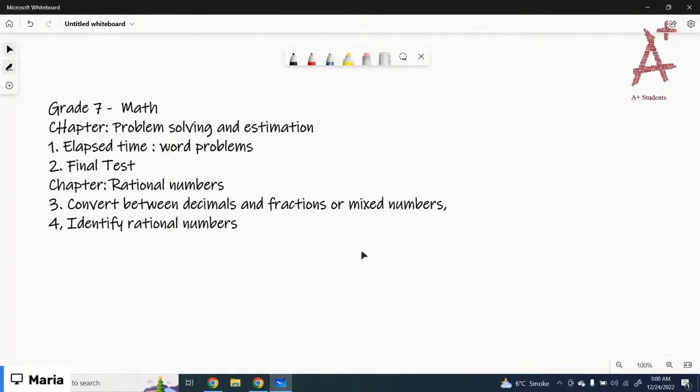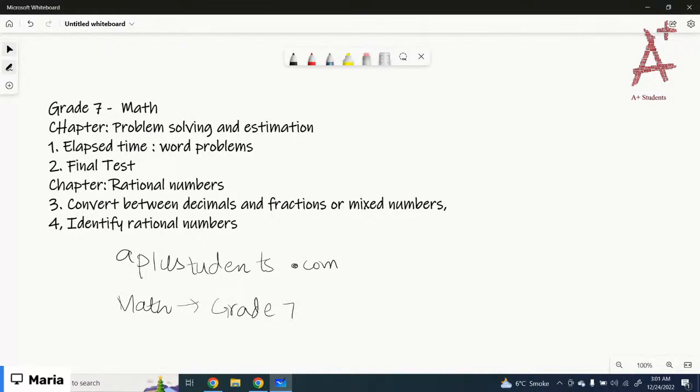So, we're going to start with grade 7 maths. You can find all the lessons on aplusstudents.com. You have to log in there using your email address and password as provided by the administrator. Then you have to select math from the subject tab, scroll down to grade 7 maths and click on view all lessons.